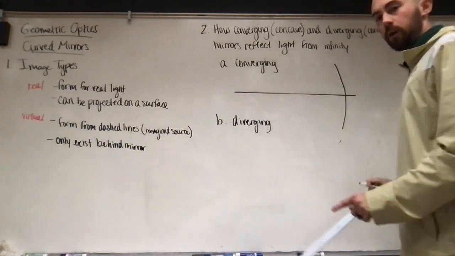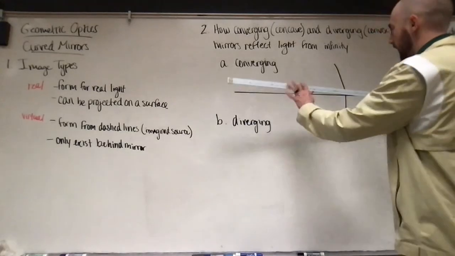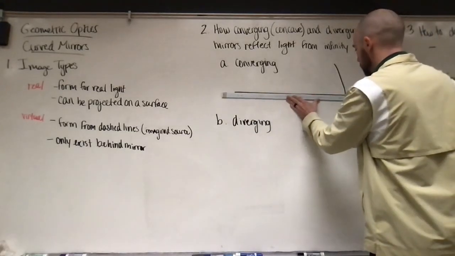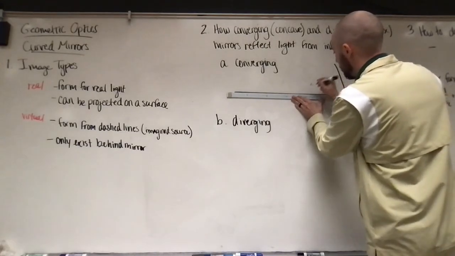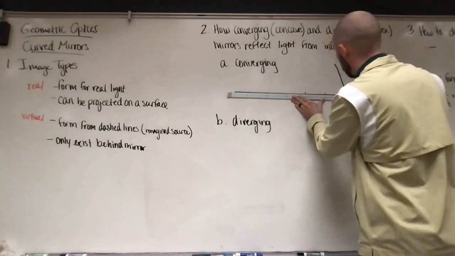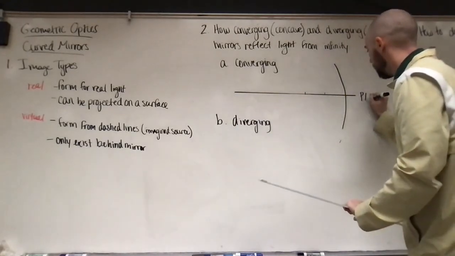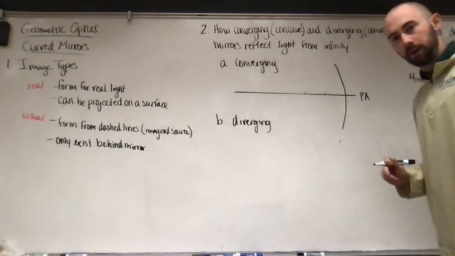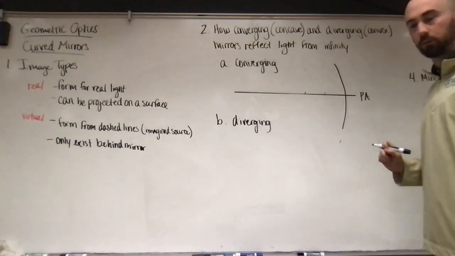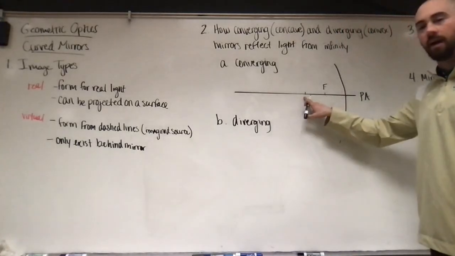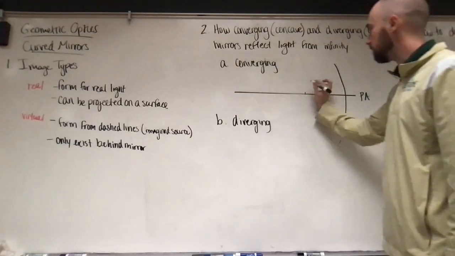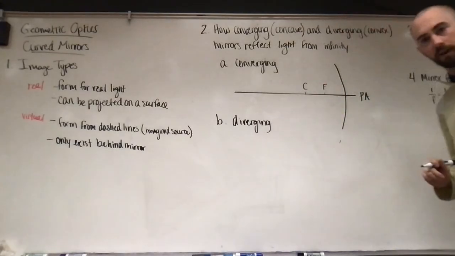Okay, if I have rays that are coming in from infinity, every mirror has what's called a focal point. So the focal point is where light rays that come in parallel to the principal axis, this guy right here, will always be reflected through the focus. The focus is represented by a capital F. And then beyond it, at 2F, we have something called the center of curvature. We'll talk about that more later.